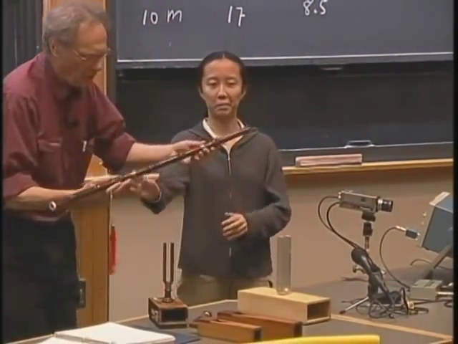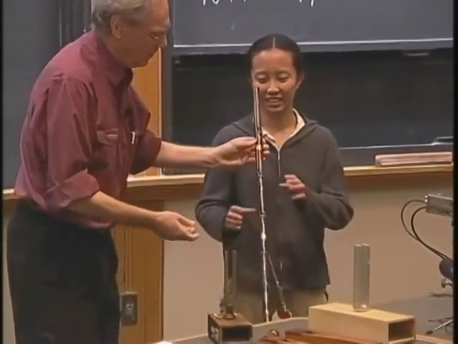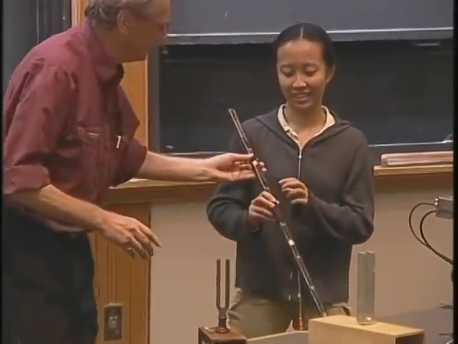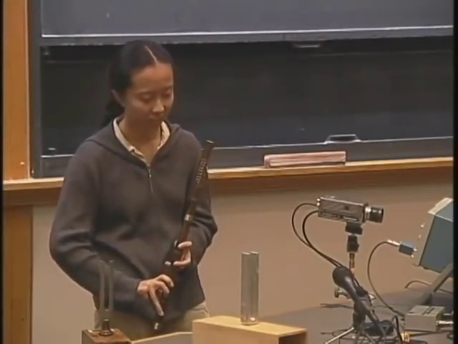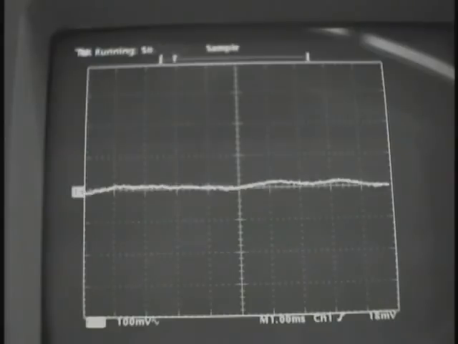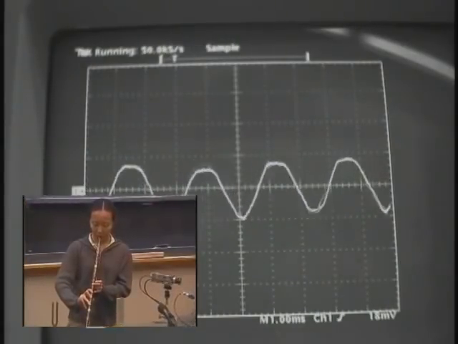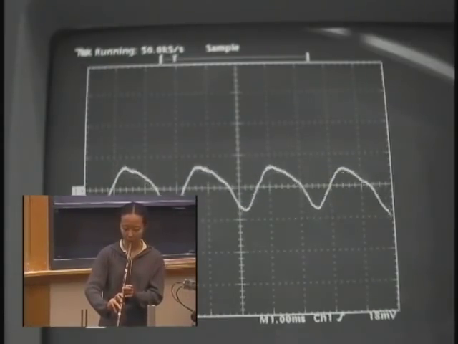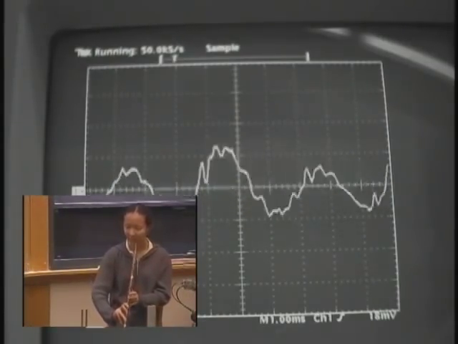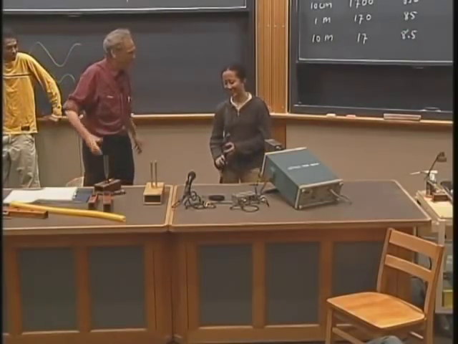By the way, you see all these holes in here? 1, 2, 3, 4, yeah. It even says F there. Right. Very nice. I do see overtones. The audience is yours.